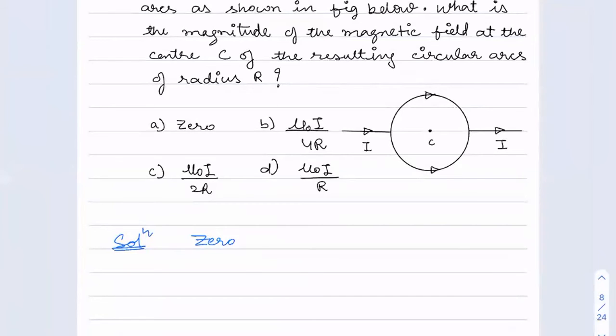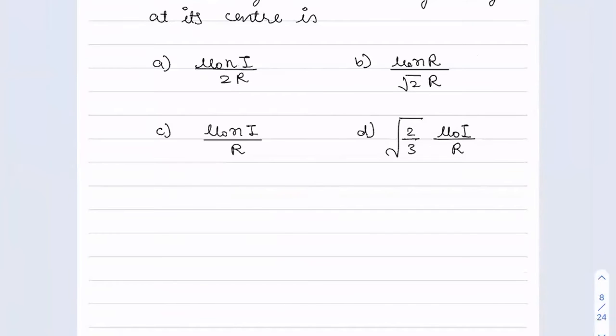Okay. Fourth question. A circular coil of n turns and radius r has a magnetic induction of strength at its center. With n turns, mu naught I by 2r, the option is A. B at the center of the coil will be mu naught I by 2r into n. So this is the value.